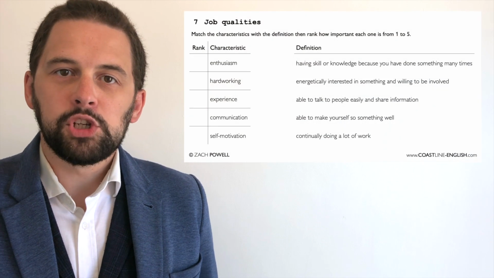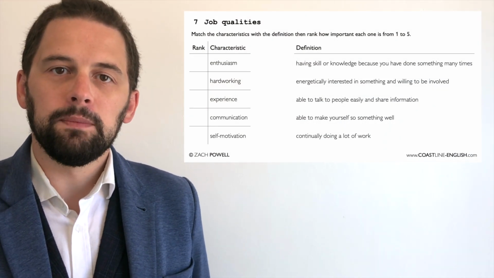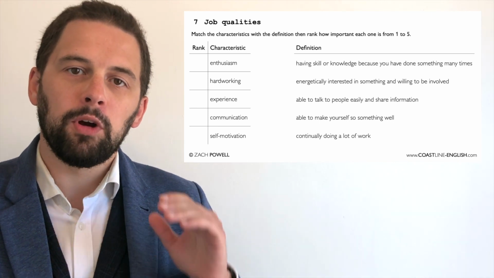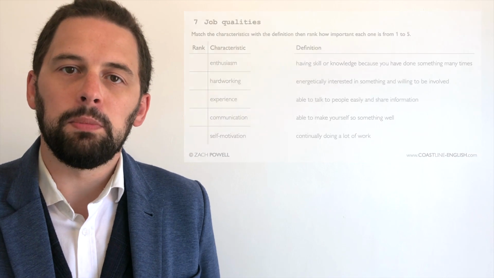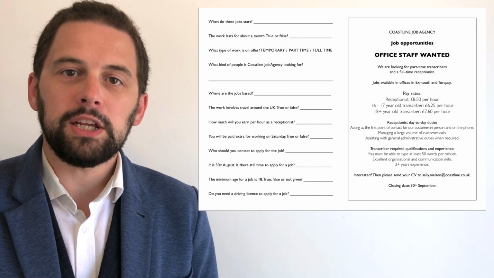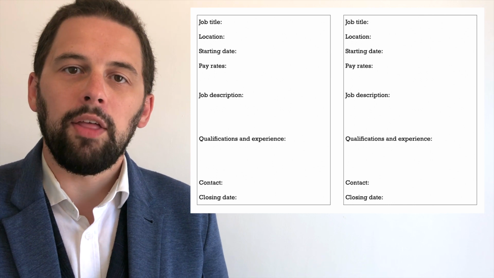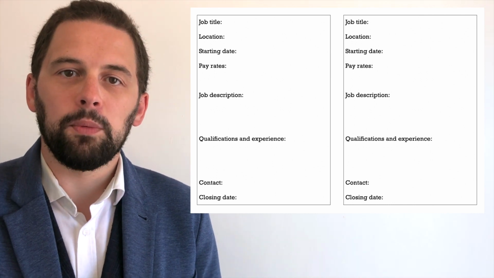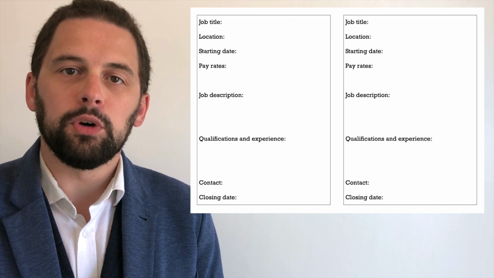Number 7 is job qualities. So can you match each one to the correct definition and then rank them in order from the most important to the least important in your opinion for getting a job. Then you've got 2 job adverts. Can you complete the questions for each one and then design 2 job adverts yourself for a different job for each one? And then you're going to tell your teacher about those jobs during your lesson and they get to pick which one they would like to be interviewed for.